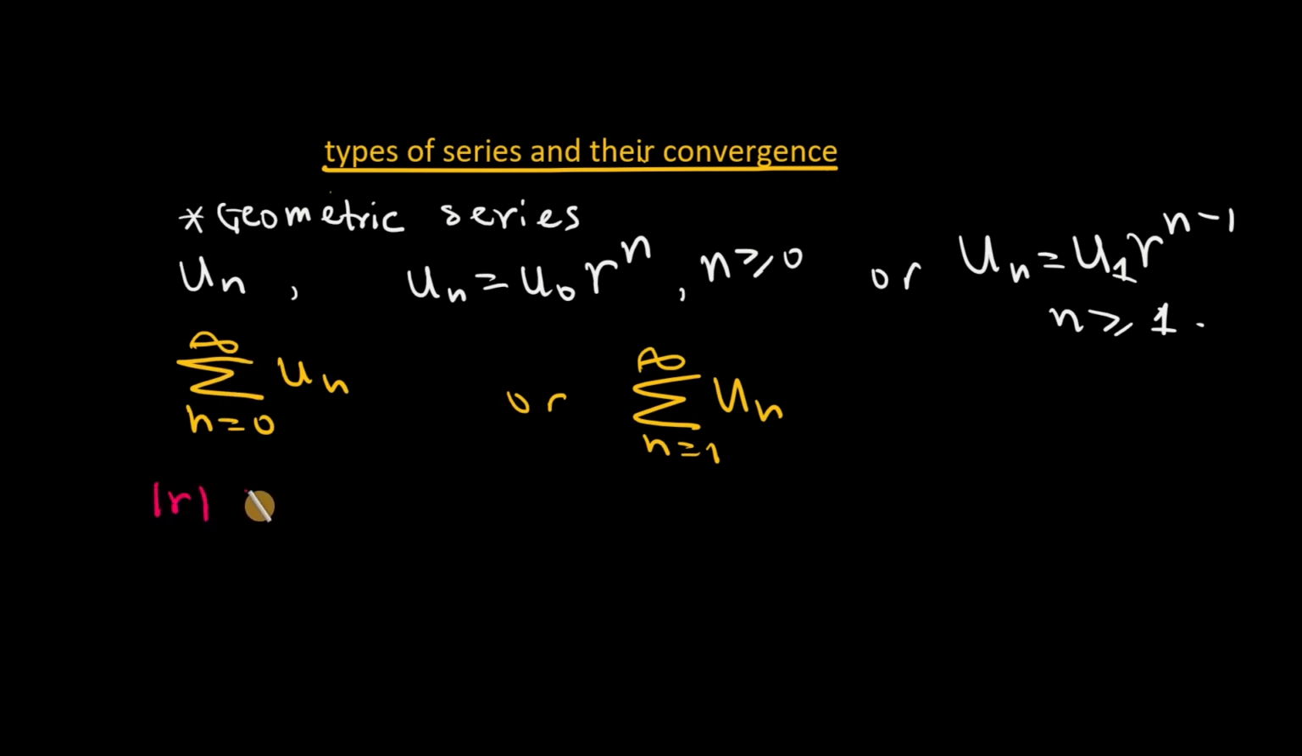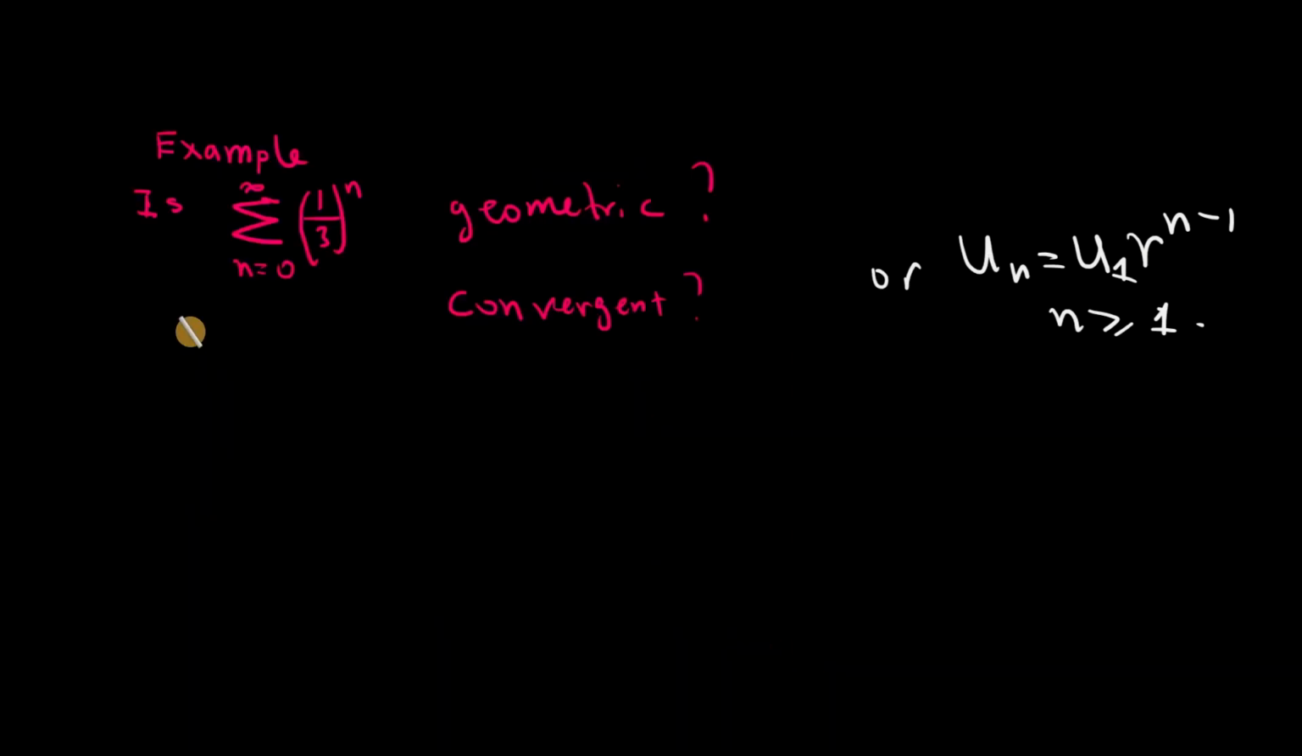If the modulus of r is less than 1, then the summation of u_n from n equals 0 to infinity converges, and the sum to infinity is said to be finite and is equal to u0 over 1 minus r, where u0 is the first term of the sequence u_n. If the modulus of r is greater than or equal to 1, then the series diverges. Is this series geometric? Is the series also convergent?